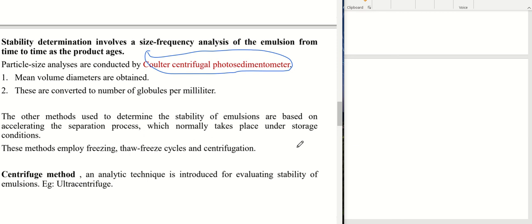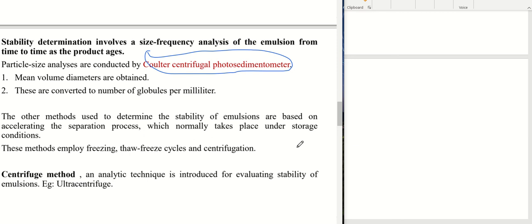This instrument helps us not just to measure the particle or the globule size, it helps us even to count the number of globules per milliliter of an emulsion. So it is a very sensitive instrument which gives the information of both the particle or the globule size and the number of globules present in an ml of emulsion.